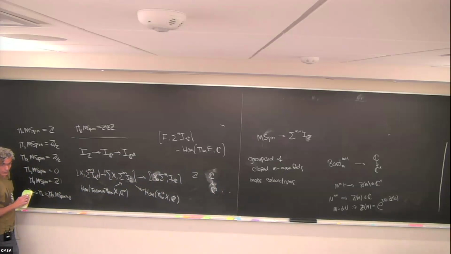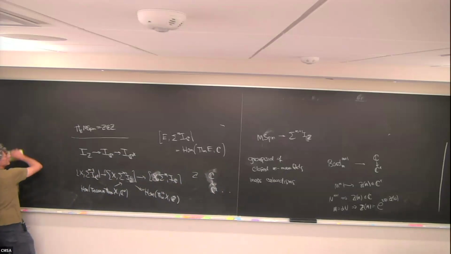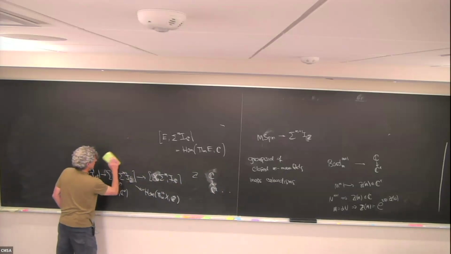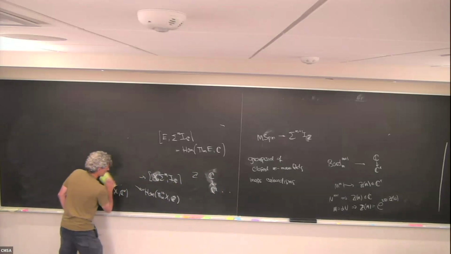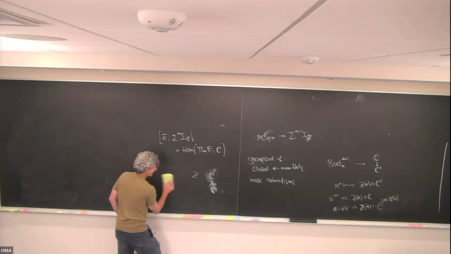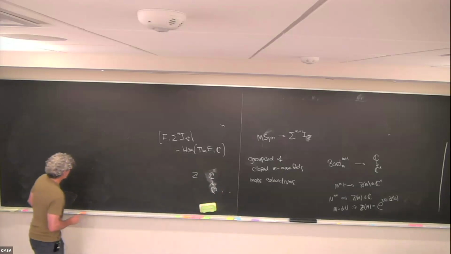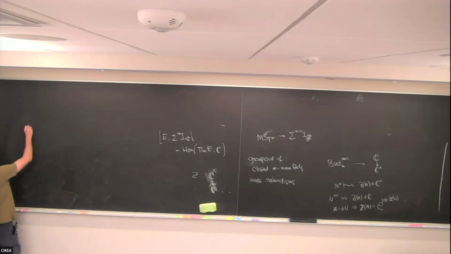I have some question. Yeah. What's the definition of M spin? It's a space. What kind of space? Okay, so I'll say more about that a little bit later, but M spin is a spectrum.